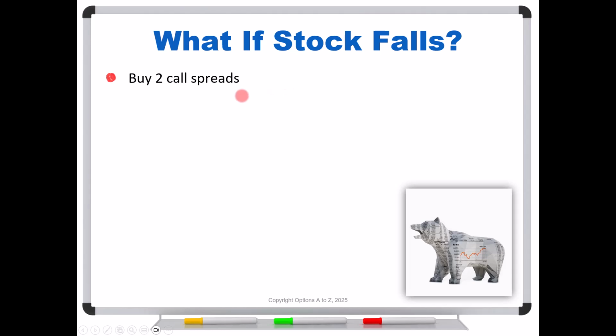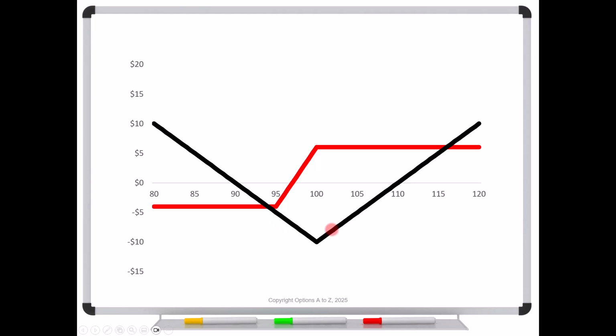So here we're going to buy 2 call spreads, again, assuming we started off with 1 straddle, or you could sell 2 put spreads. Same thing. We're trying to put positive deltas into the picture. So here's our initial straddle in black. If I buy, let's say, the 95-100 vertical spread twice, that's the risk graph in red. So notice that we are buying the 95-100 because the stock has now fallen to 95.